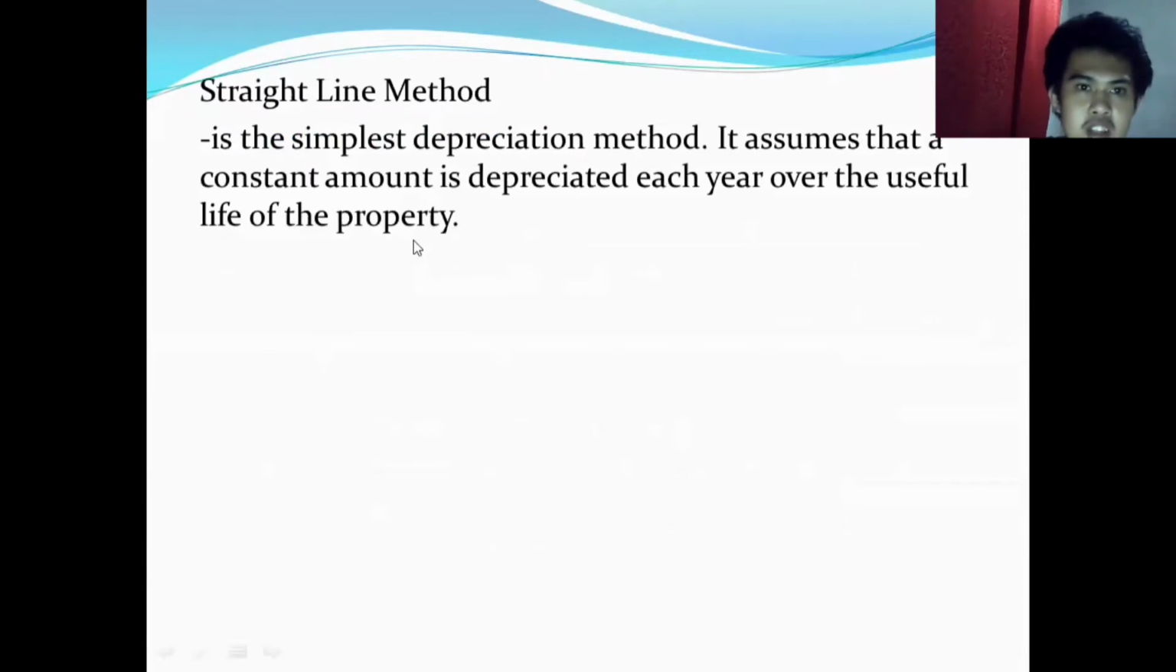Next, we have many types of methods to solve problems in depreciation. The first method is the straight line method. The straight line method is the simplest depreciation method. It assumes that a constant amount is depreciated each year over the useful life of the property.